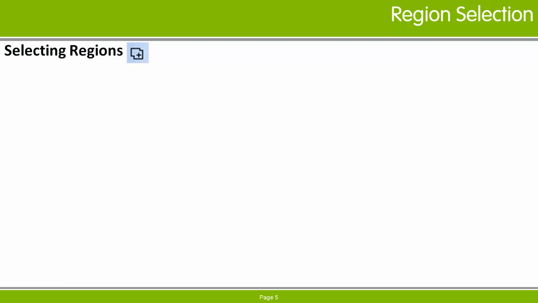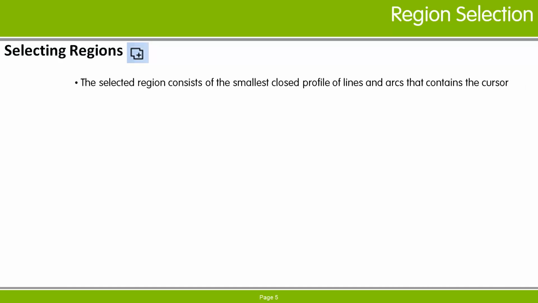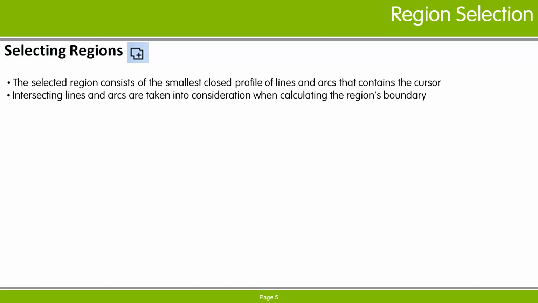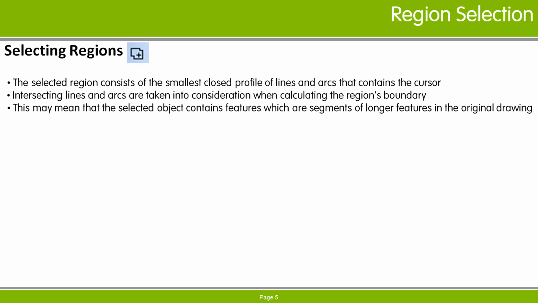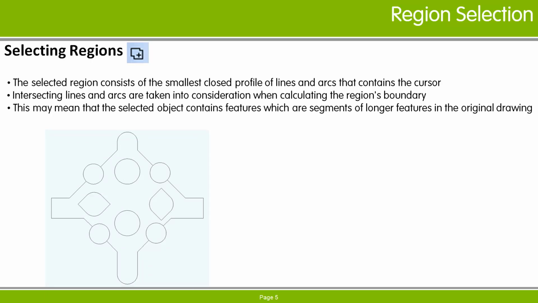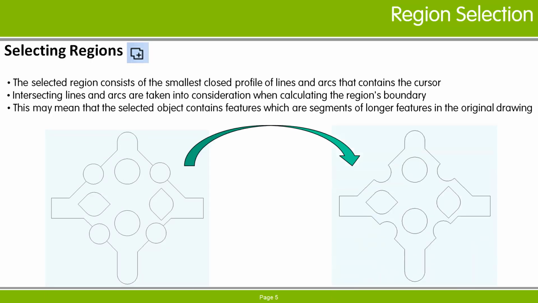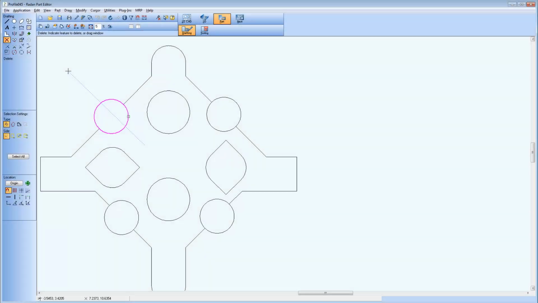Another illustration of the region selection settings will show that it picks the smallest closed profile of the boundary selected, even if the profiles intersect, which could mean that only portions of some larger objects are selected. The region selection tool is a quick way to select multiple profiles from a single mouse click by clicking in an area any profiles share.